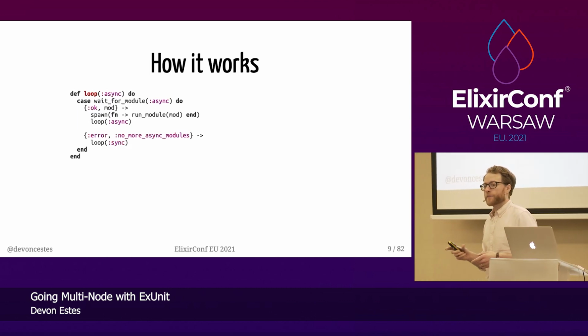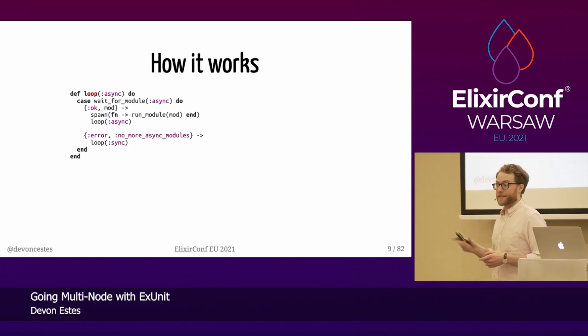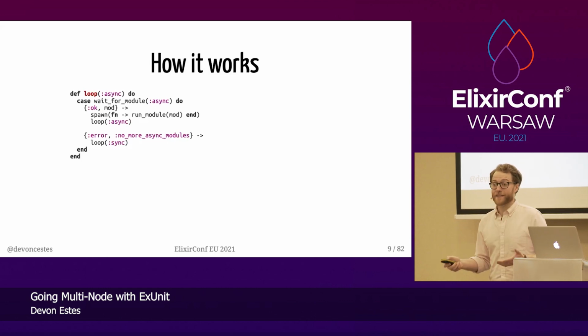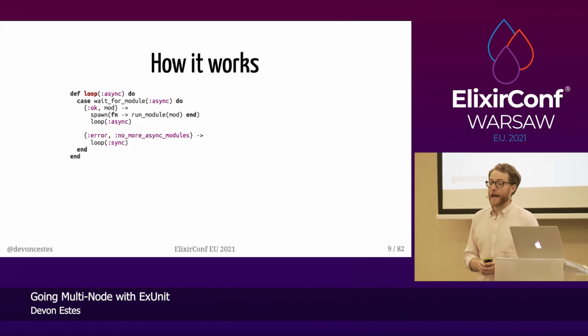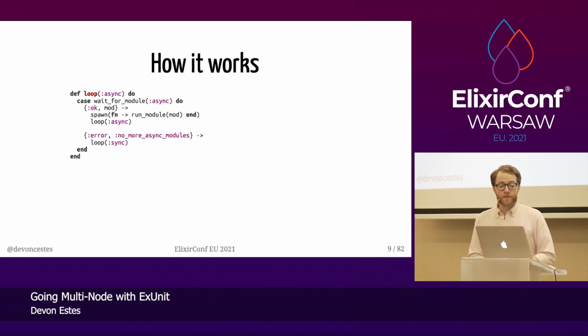And this is a little bit more where we want to look at what's going on, because this is where the real magic is happening. This is where the parallelism happens. So we have this loop function, and what it does first is it just waits for a module, and it's saying it's waiting for an async module.